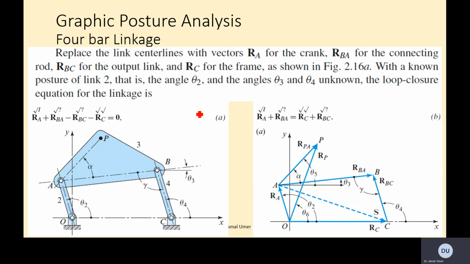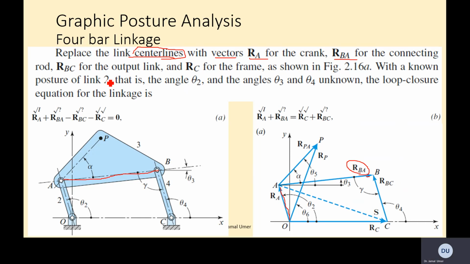So same way as before, replace the link center lines with vectors. The important thing is you need to use the center lines. For example, RA represents link 2, that's a vector, which is called the crank. RBA is for the connecting rod. So RBA is this one, the connecting rod, representing the connecting rod, RBA.